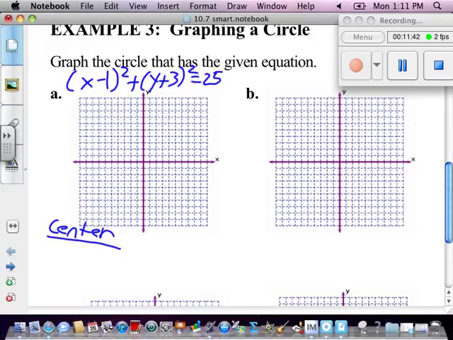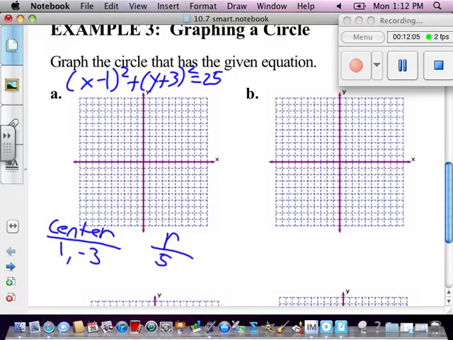Who wants to raise their hand and tell me the center? Crystal? 1, negative 3. 1 and negative 3. Okay, who wants to tell me what the radius is? Please raise your hand and wait till I call on you. Elijah, what is the radius? Eric? 5.